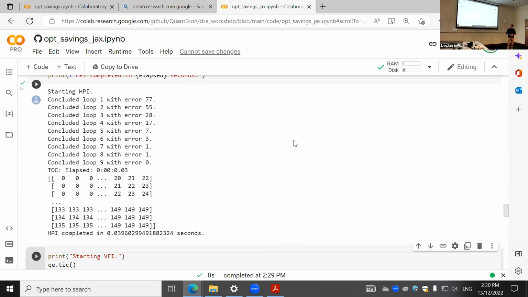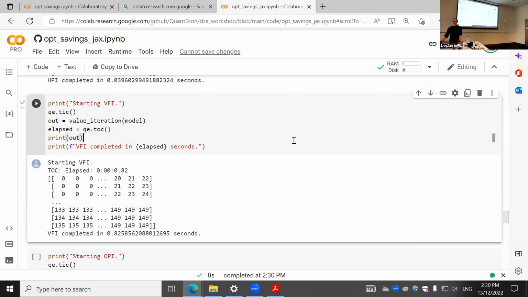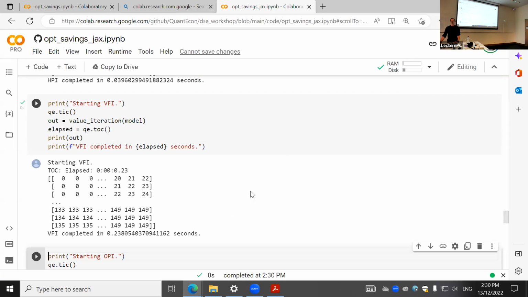But that was a very high-level look at different ways to implement these programs and different platforms we can use. One of the messages I wanted to convey is that which algorithm is going to be the most efficient is going to depend on the hardware platform. So here's value function iteration, that's also pretty fast. But it's significantly slower than Howard policy iteration.